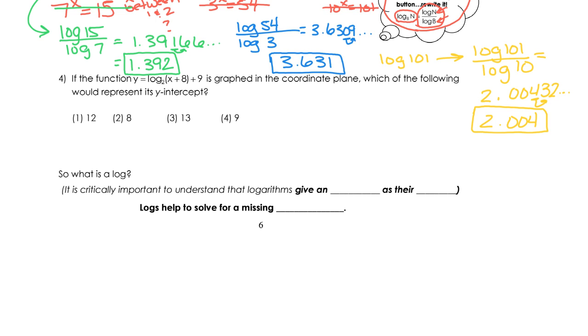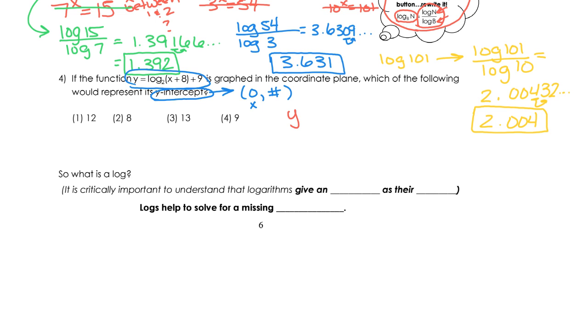Don't skip over it. Number 4 says, if the function y equals is graphed in the coordinate plane, which of the following would represent its y-intercept? And hopefully you guys remember a little bit something about y-intercepts and their characteristics. They're always found on the y-axis, and because they're always found on the y-axis, your x-coordinate is always 0. All right, and so all we have to do is take this nice equation and let x equal 0.